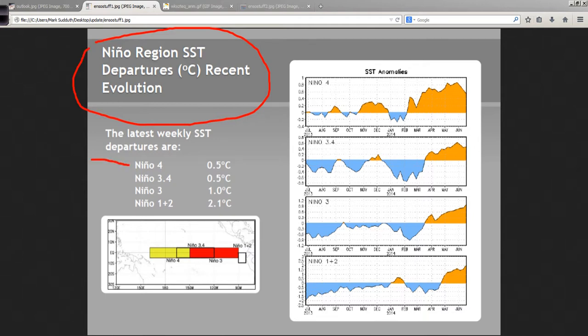The Nino 4 area is sitting at 0.5 degrees Celsius, so that's this region here. The Nino 3.4 area is also at 0.5 degree Celsius, and that's this region right in here. And the Nino 3 region is at a full degree Celsius, and that's this region here. And then the Nino 1-2 area is a healthy 2.1 Celsius above normal in this limited area right here.